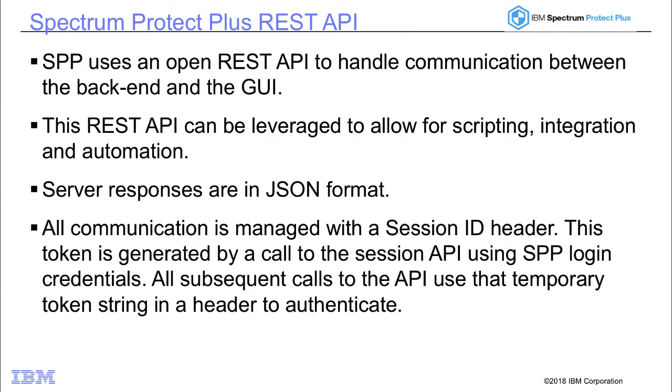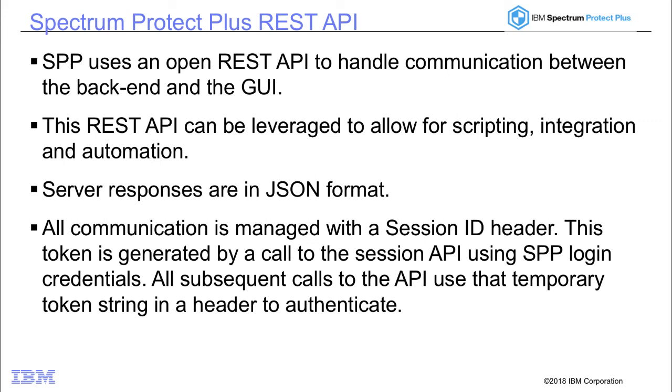Beginning in version 10.1.1, well, Spectrum Protect has always used a REST API to handle communications between the back end of the product and the graphical user interface, the Spectrum Protect Plus portal. But in version 10.1.1, we have exposed that API so that customers and users can access it and programmatically control Spectrum Protect Plus. And we provided additional documentation for all of the REST API's calls.